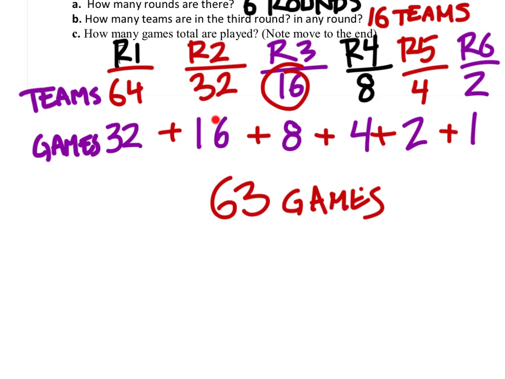So this bottom row here tells us how many games are for each round. And this top row tells us how many teams there are in each round. So in round 1, there's 64 teams playing 32 games.